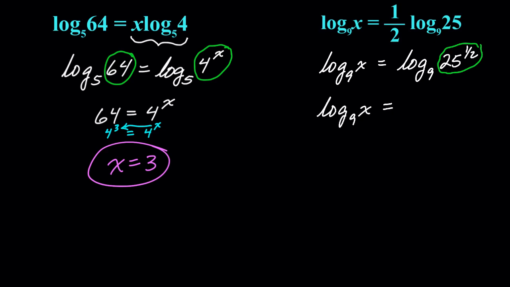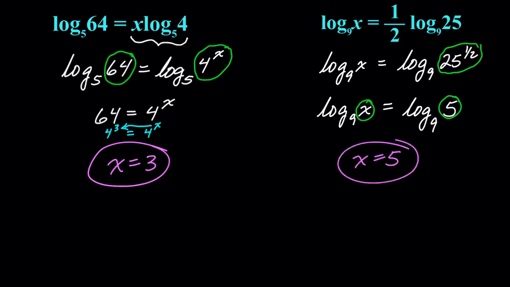You have now log base 9 of x equals log base 9 of the square root of 25, which is 5. And since we have log base 9 of x equals log base 9 of 5, that means x has to equal 5 in this situation.